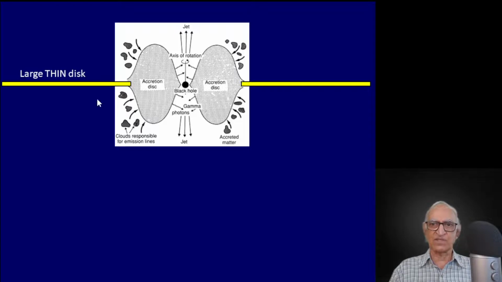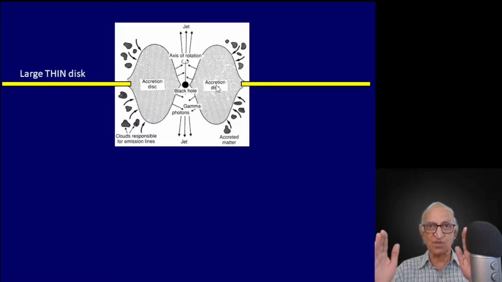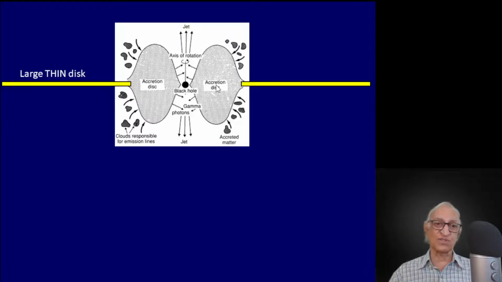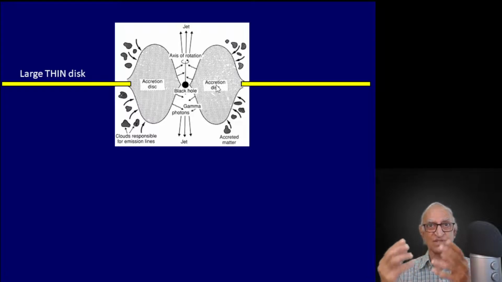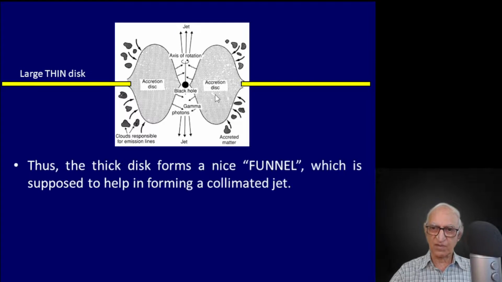So that's the picture once again. There is a very large accretion disk. It is very thin, very close to the central body. The accretion disk is puffed up due to radiation pressure because it's hotter and hotter as you come closer and closer to the black hole, because the gas, as it spirals in, releases the gravitational binding energy, and therefore the gas gets hotter and hotter. So the gas here is much hotter than the gas there. Therefore, radiation pressure here is much more. Thus, the thick disk forms a nice funnel.